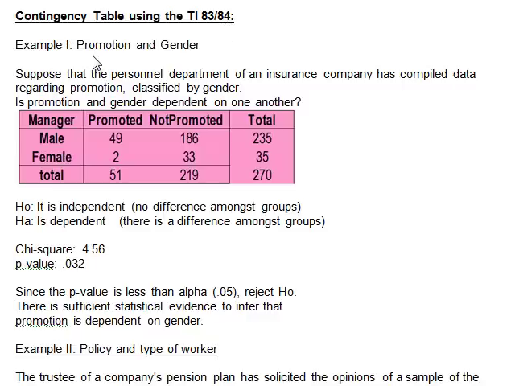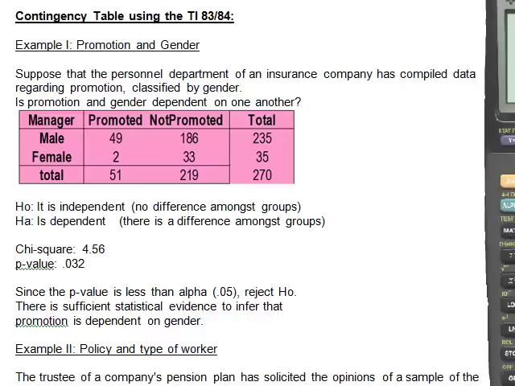So example 1, promotion and gender. Suppose that the Personnel Department of an insurance company has compiled data regarding promotion classified by gender. Is promotion dependent on gender? So here's our data, and the null hypothesis is that they are independent, or there is no difference amongst the groups. The alternative is the opposite of that: it is dependent, or there is a difference amongst groups. Okay, so let's see how to do that on the calculator.